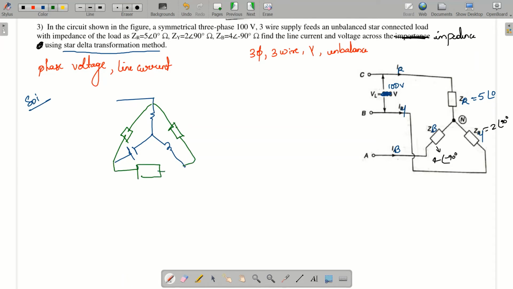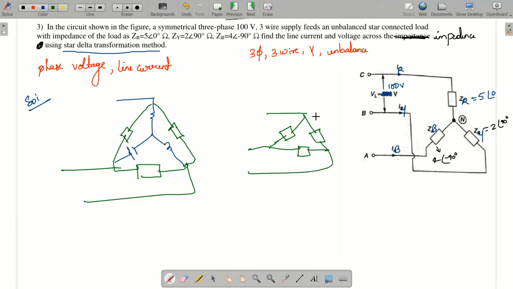Okay, then what will happen? Then it is easy to solve. Why? For a delta connected load, we already solved this type of problem in the first problem itself. For a delta connected load, whether it is balanced or unbalanced, to find out the phase currents, we first find out the phase voltage, then by its impedance we get the phase current.